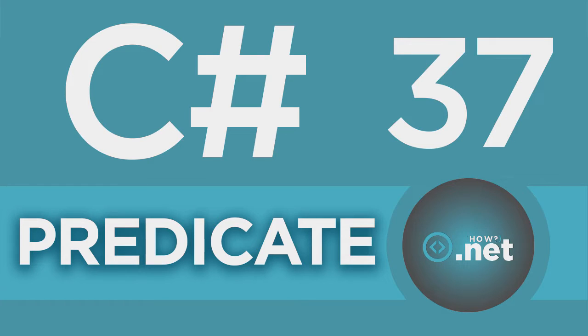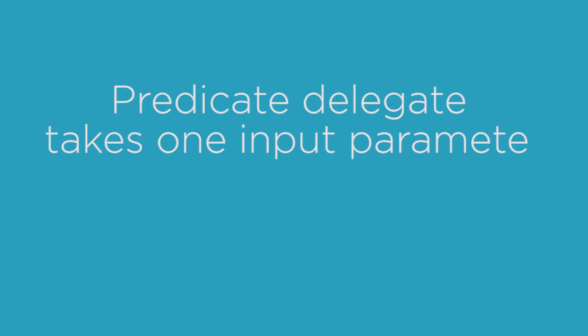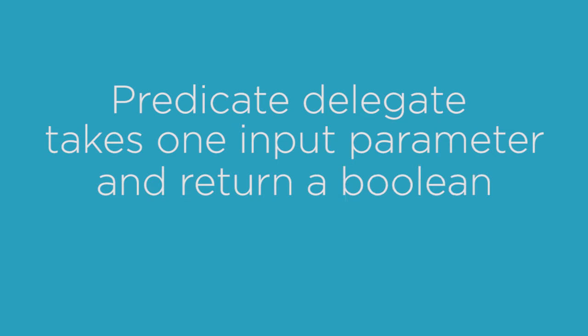A predicate in C# is also a delegate, like the Func and Action delegates. But a predicate delegate method must take one input parameter and return a bool value, so either true or false. So let us go to Visual Studio and see some predicate examples.